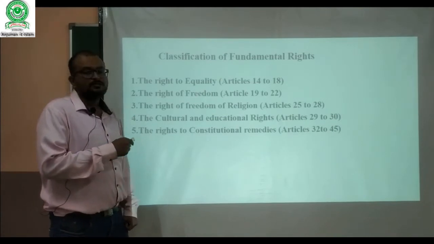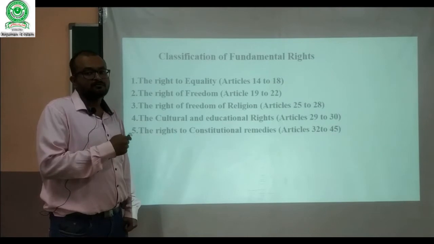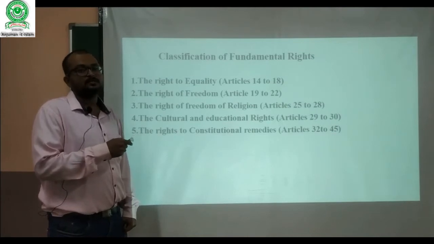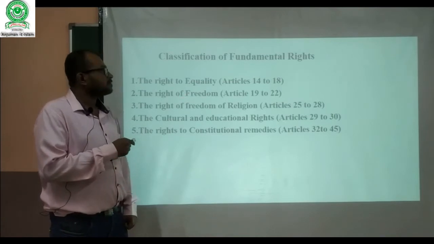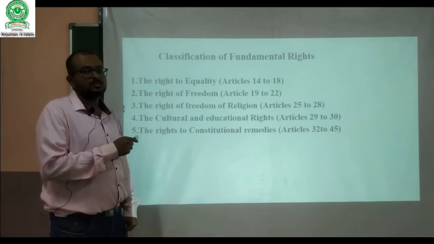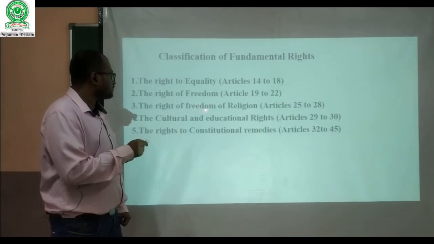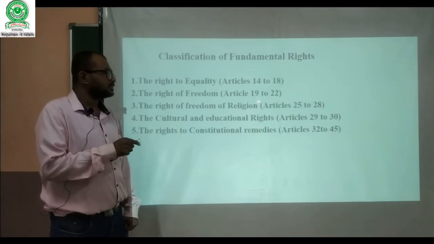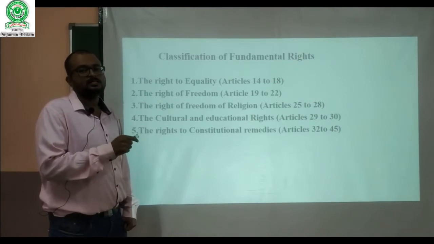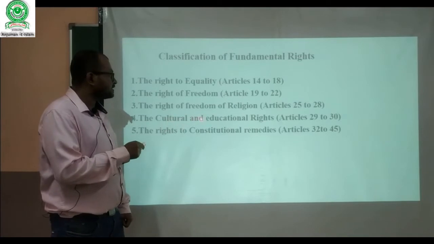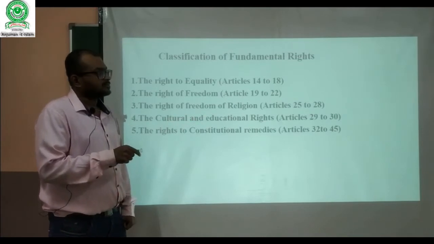Right to freedom. Right to freedom means we have the freedom to gather in a place and conduct various meetings, and we can roam anywhere in the country freely without any restrictions and practice our professions. Right to freedom of religion. It is prescribed in Article 25 to 28. We can preach and practice any religion in our country. Cultural and educational rights. Article 29 to 30.